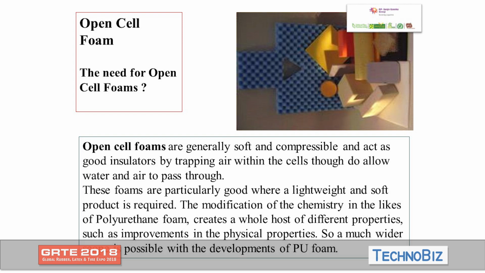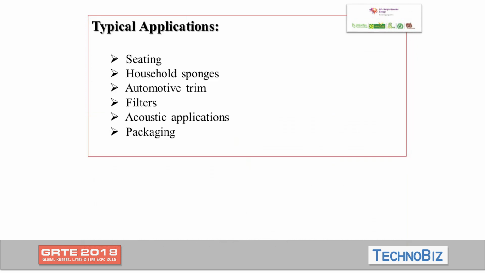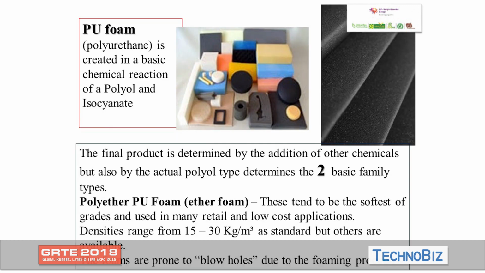Now, there are certain requirements for the open cell foam also, and these are a few of the requirements. These are the typical applications of open cell foam: our seats, household foam, automobile trim, filters, acoustics, and packaging. These are the areas where open cell foam is generally used. These are a few photographs, so you will be able to understand it very easily.